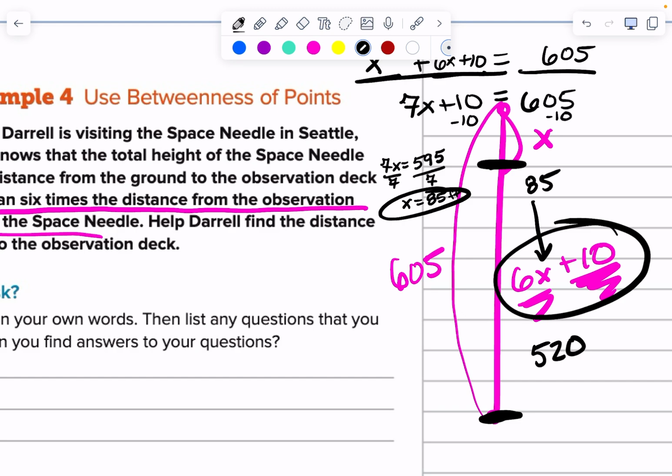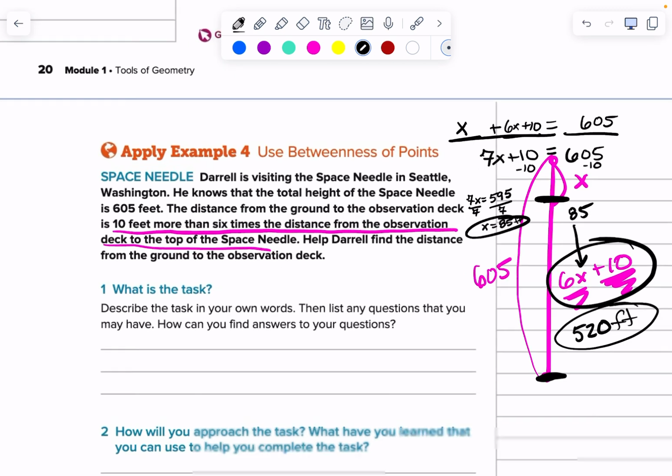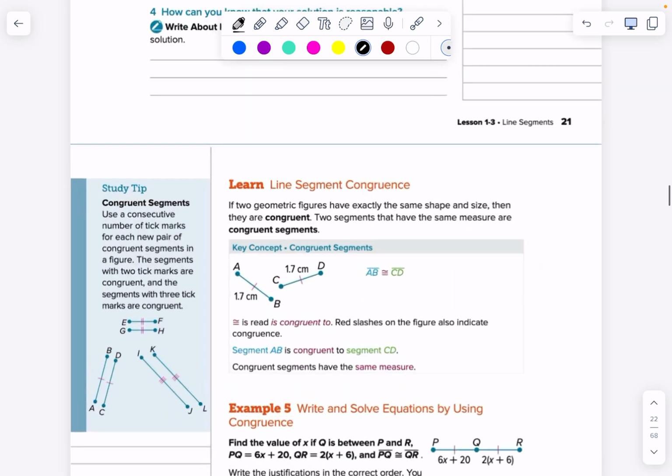Whichever. Okay, you boys, do you need separated? No. Okay, show me that you don't. 520 feet, that is the answer to example 4. Good? All right, perfect. Okay, next.